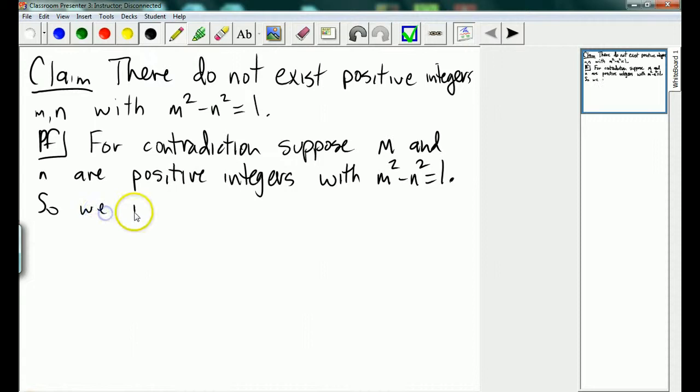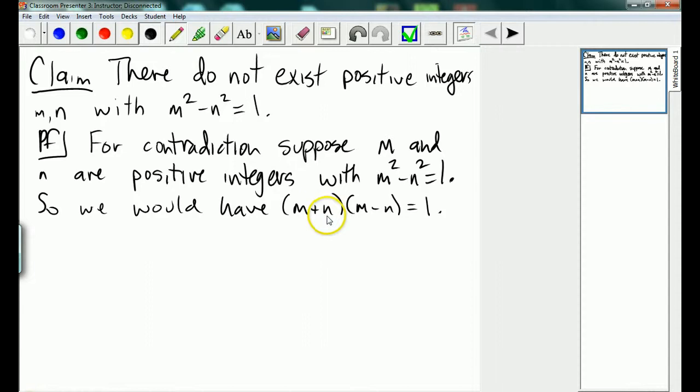So we would have m plus n times m minus n equals 1. All right? But m and n were positive integers, so m plus n is also a positive integer. m minus n is an integer also, potentially negative, but really the point here is that they have to multiply together to become 1. There aren't a lot of integers that multiply together to be 1. In fact, there's only 1 times 1 and negative 1 times negative 1.